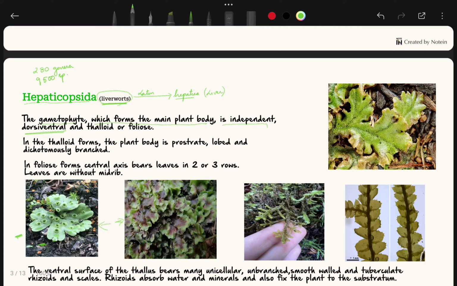Alright, and then the next point is thalloid. Okay, so the plant body is a thallus-like structure.